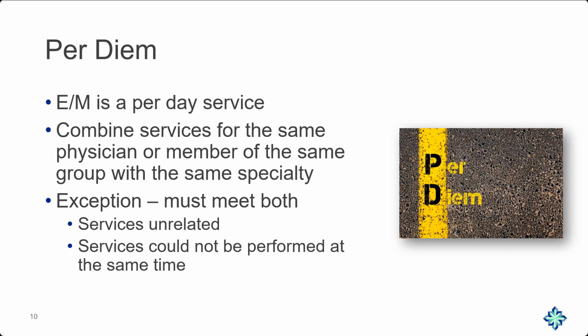If there are two services on the same day, and they're unrelated and could not have been provided at the same time, meaning that treatment or diagnosis could not have been addressed together, those are situations where the per diem rule has an exception, and we may allow for two E&M services. There are some modifier codes that come into this, and we'll talk about those a little later.